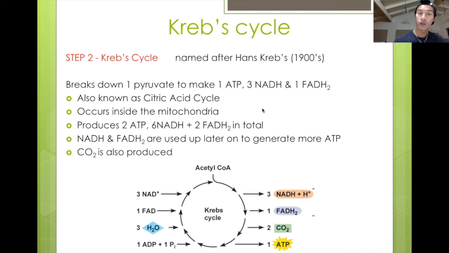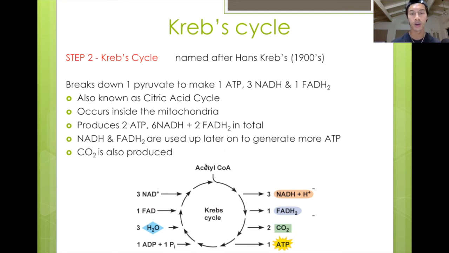It is also known as the citric acid cycle, and it occurs inside the mitochondria. So now we're starting to move from the cytosol into the mitochondria of the cell, and this process in total will produce 2 ATP, 6 NADH, and 2 FADH2 in total. Now, the NADH and FADH2 are kind of your intermediate products. They actually are used up later on in the third step in order to generate more ATP. And in this particular process, CO2 is also produced.